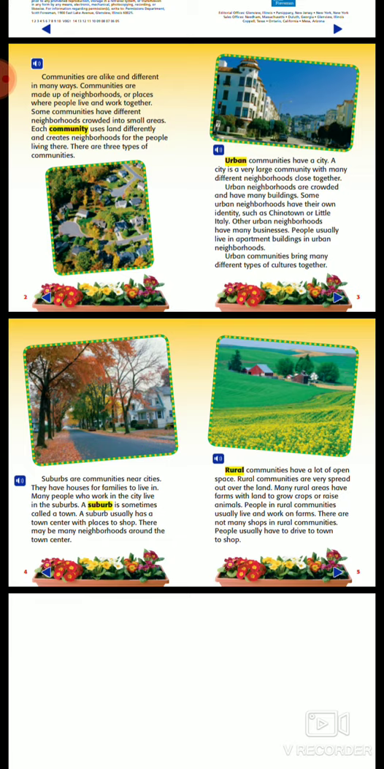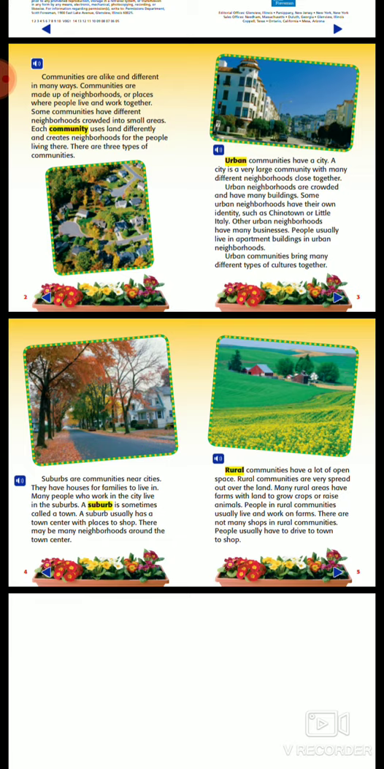Number 2. Suburbs. Suburbs are communities near cities. They have houses for families to live in. Many people who work in the city live in the suburbs. A suburb is sometimes called a town. A suburb usually has a town center with places to shop. There may be many neighborhoods around the town center.